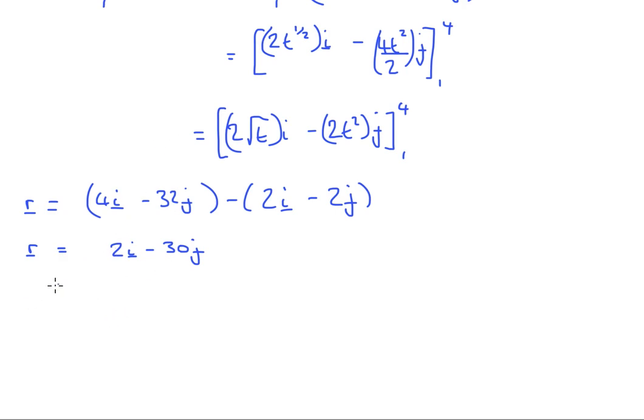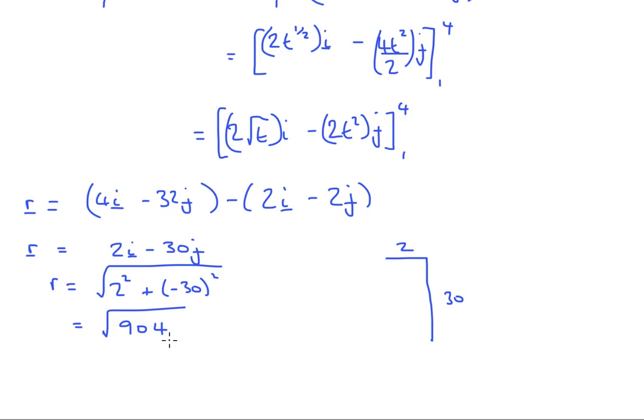We want the actual distance it's travelled. That's the vector that it's travelled. So it's gone across 2 and down 30. We want the magnitude of that. So that's your Pythagoras. So 2 squared plus minus 30 squared, square rooted. Wanted that in exact form, so we're just going to leave the roots in. So 2 squared plus 30 squared is root 904. If you work that out to simplify, you might have had 2 root 226.